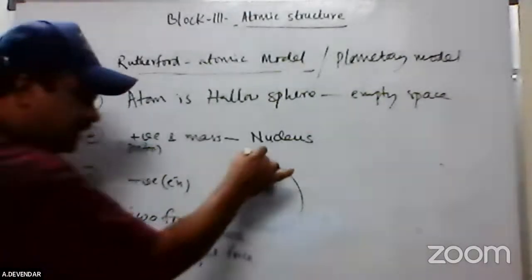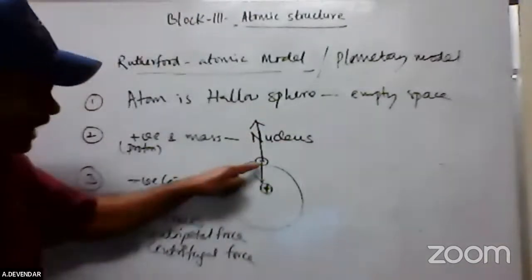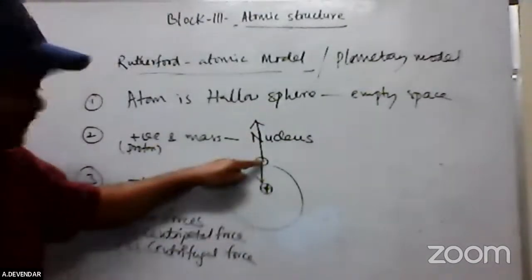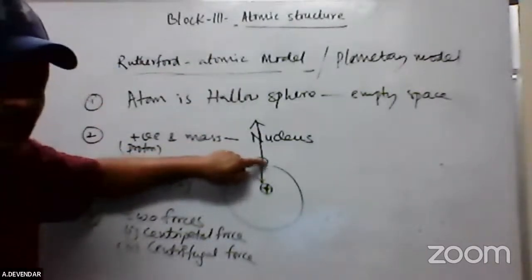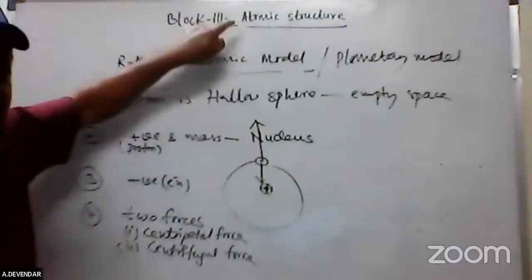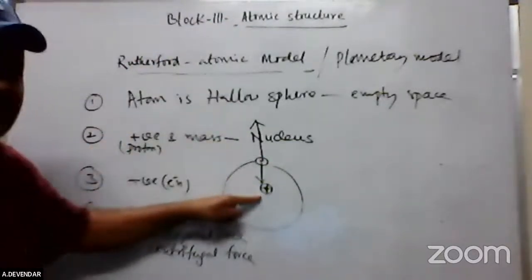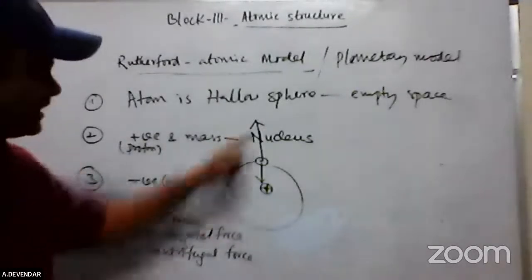Centrifugal means they are attracted outside the revolving path, not the center. It is repelling from this particular electron. The revolving path is here. This is the revolving path. From this, they are repelling. These two forces are equal, but in opposite directions.